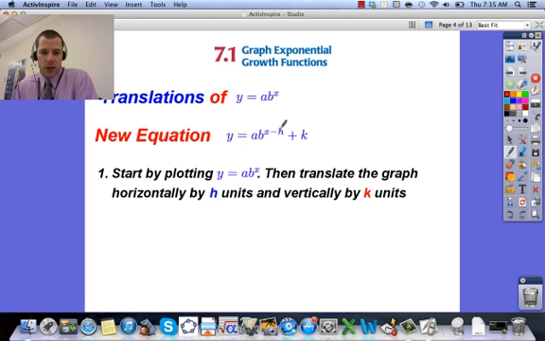Think about h and k. This is the general translation equation right here. Okay, h and k affect the function the same way. H is going to move left and right. K is going to move up and down. So you actually start by plotting this function, okay, ignoring h and k. Once you do that, once you have those points plotted, then you move h units horizontally, k units vertically.